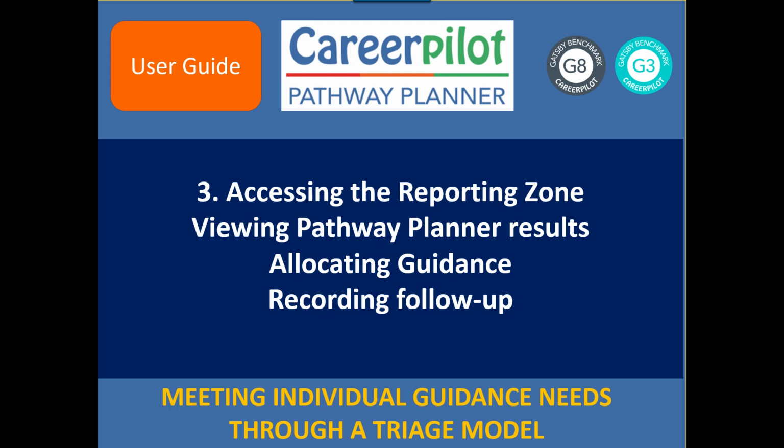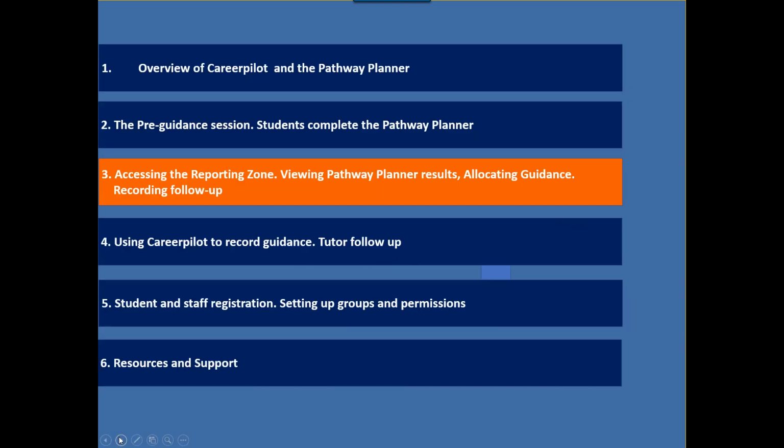So this session is about accessing the reporting zone, viewing the Pathway Planner results, allocating guidance according to need, and how you record follow-up after guidance. This is the third session of the 6 different aspects of the Pathway Planner.